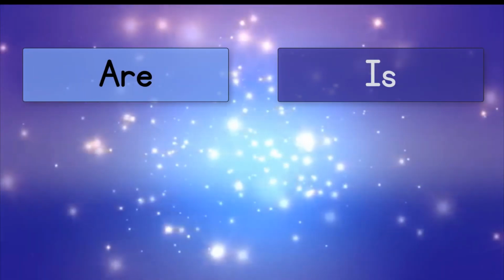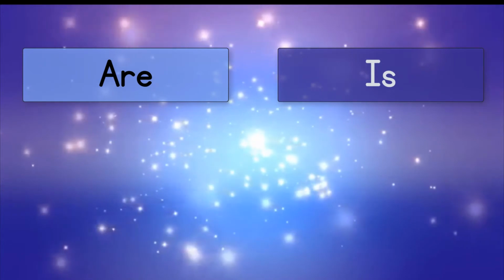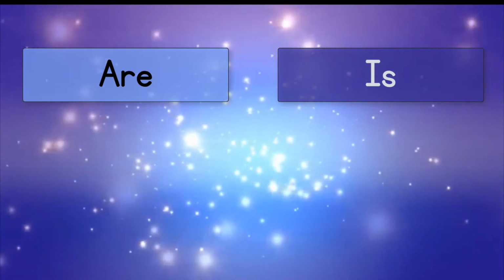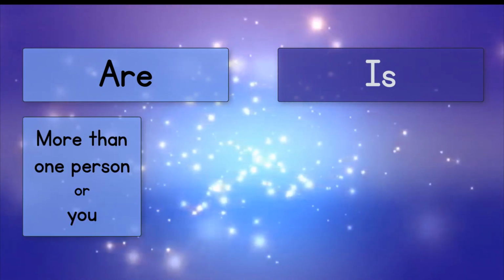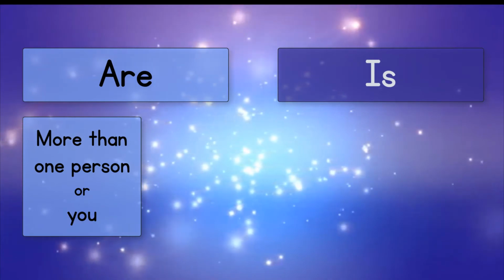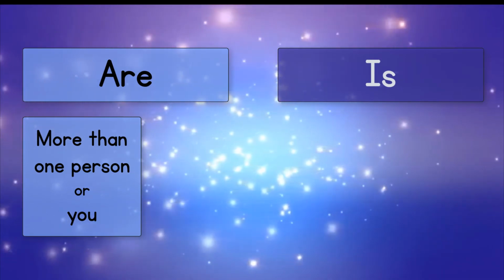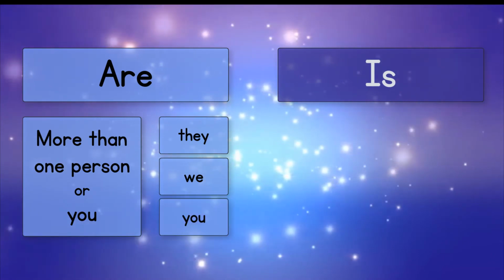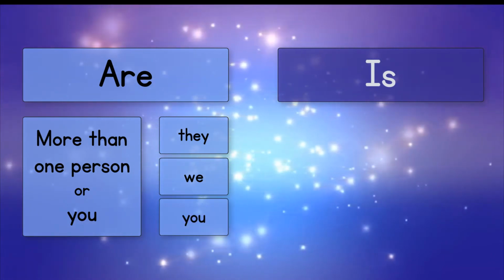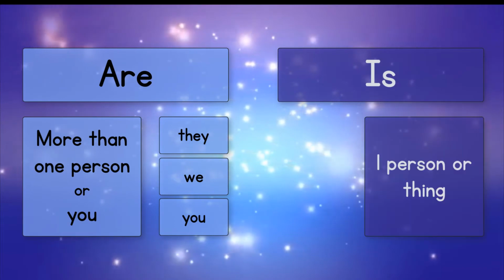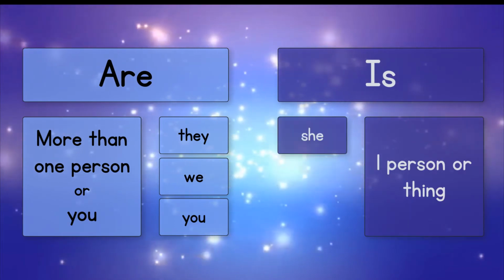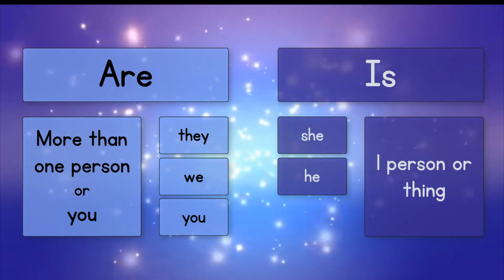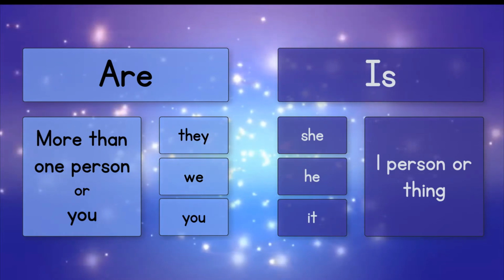Right, now we're moving on to is and are. We use the word are when we're talking about more than one person or you. So we might say they are, we are, you are. And we use the word is when we're talking about one person or thing. She is, he is, it is.